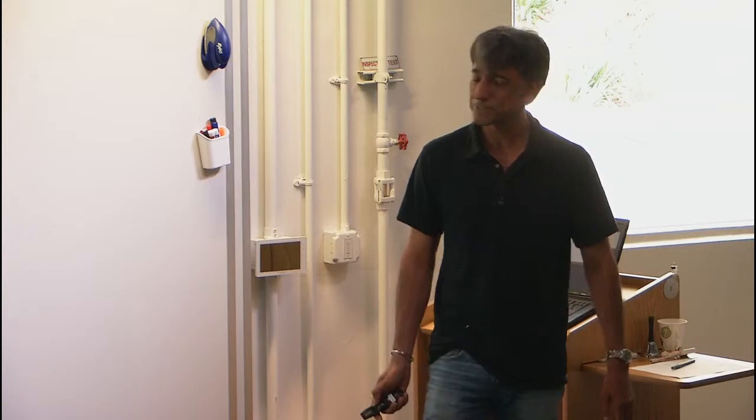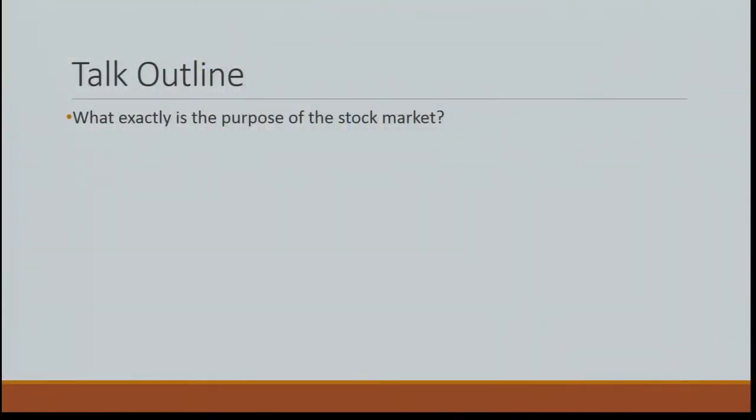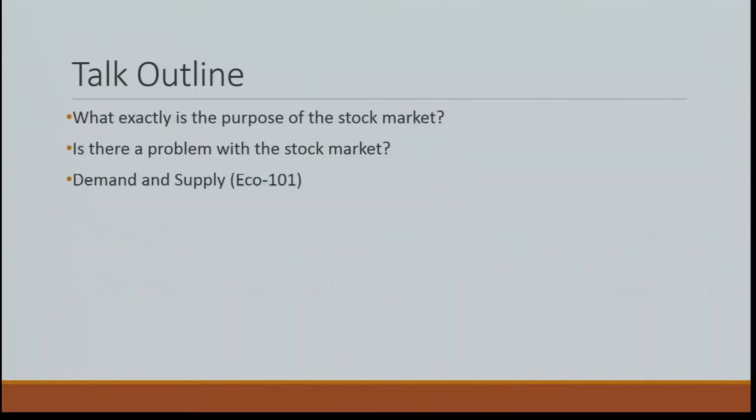All right, so this is the talk outline. We'll first discuss what's the exact purpose of the stock market. And then, is there a problem with the stock market? And then we'll do some Eco 101 kind of crash course. Hopefully it will be only one slide. And then this is where it gets more interesting, because we are trying to model information in equilibrium pricing. And since in cryptography we basically deal with information and privacy of information, that's where we bring in our expertise.